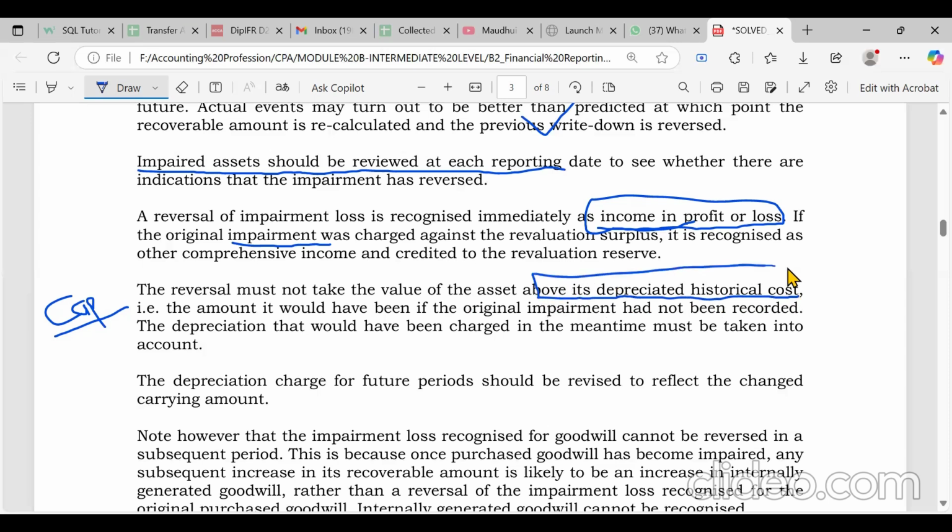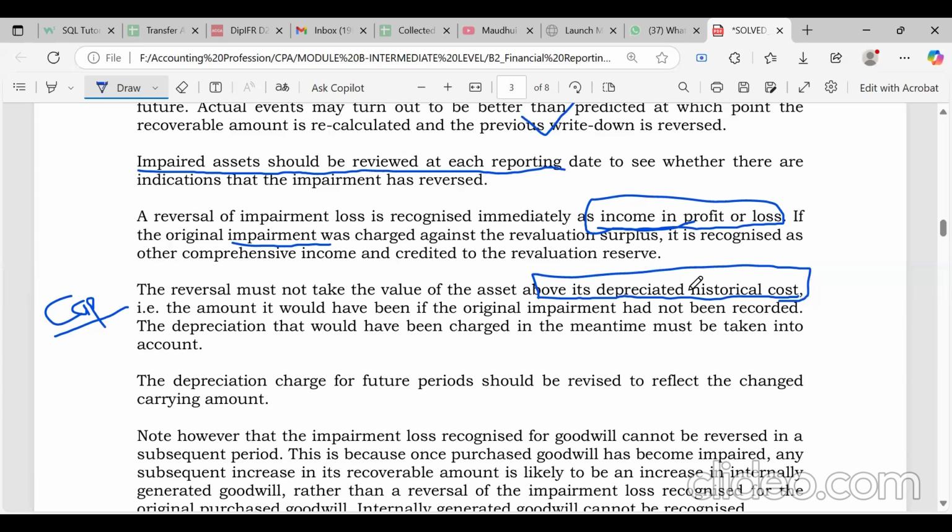You should not exceed this, and it makes a lot of sense. You should not exceed the depreciated historical cost. And I'm repeating again, this is very, very essential. Because previously an impairment happened, and now you are reversing it, but we presume, what if the impairment had never happened? What would have been the case with the depreciated historical cost? You know the meaning of depreciated historical cost.